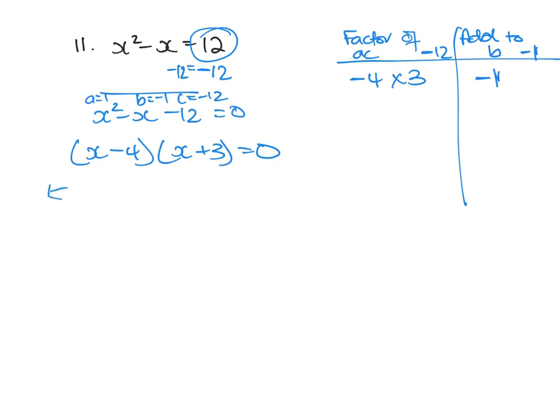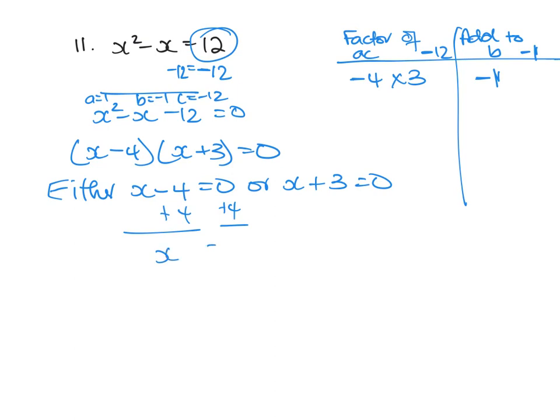So we will use the statement either x minus 4 equals 0 or x plus 3 is equal to 0. We add 4 to both sides, so we'll get that x is equal to positive 4. We minus 3 from both sides, so we'll get that x is equal to minus 3. So there we have our two solutions, x equal 4 and x equal minus 3.